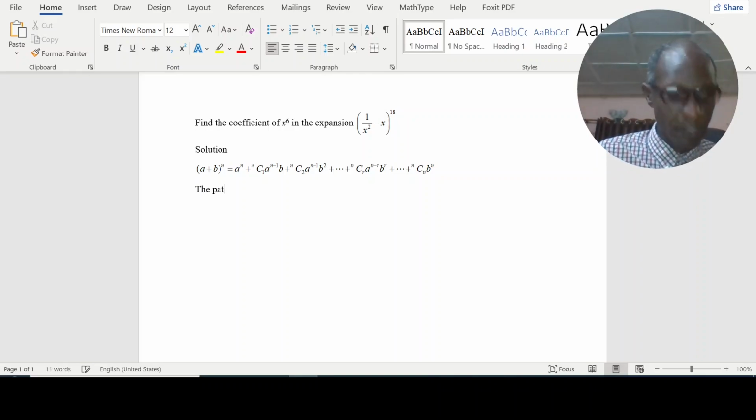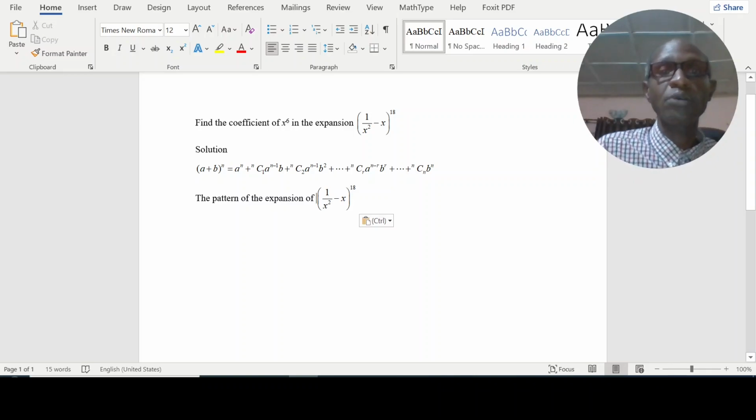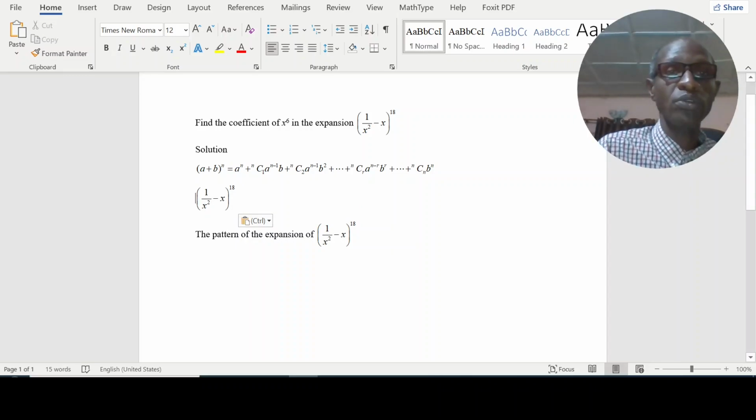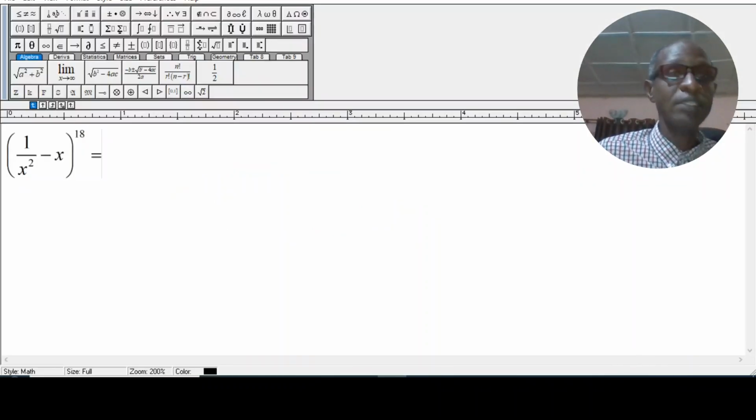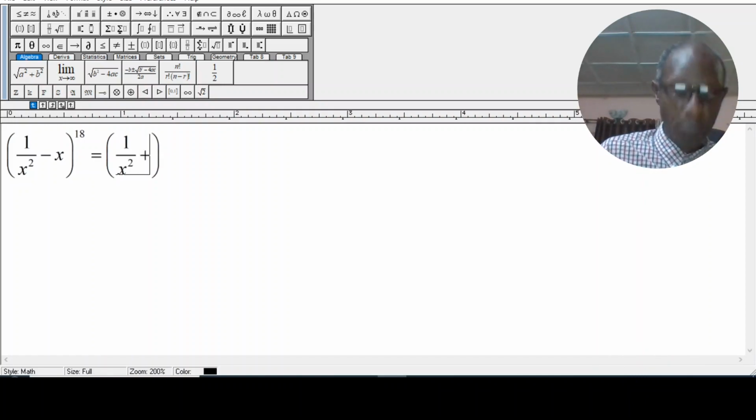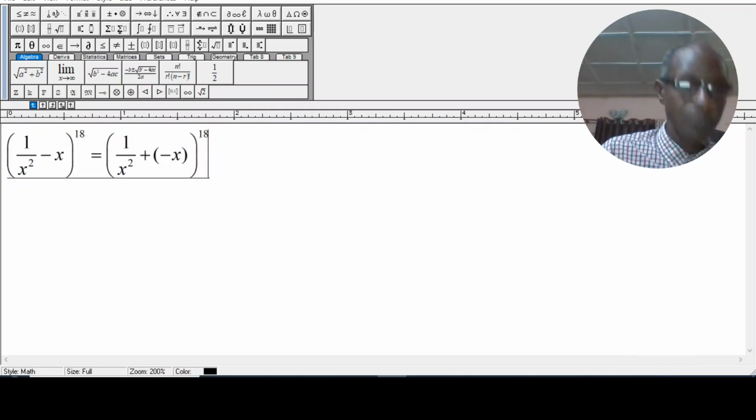Now for the particular expression that we are given, the pattern of the expansion of this one. Just don't worry. We can rewrite it, because we have (a + b) raised to the power of n. So we can rewrite this as (1 over x) all squared, plus minus x, all raised to the power of 18. That's what we have for that.